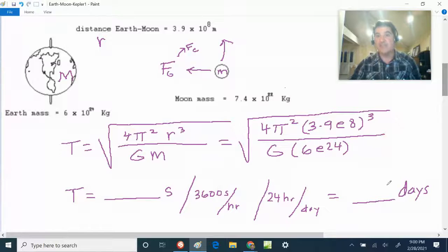And let's see if you're right. So go ahead and put that in for the first answer, and we'll see if that works for finding the period of the moon.